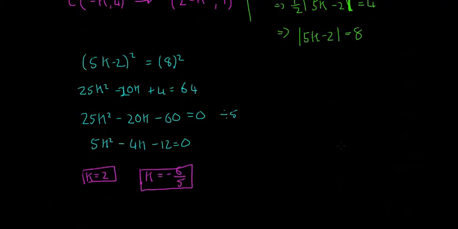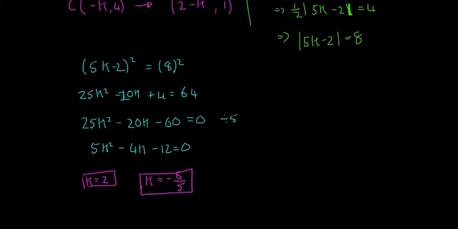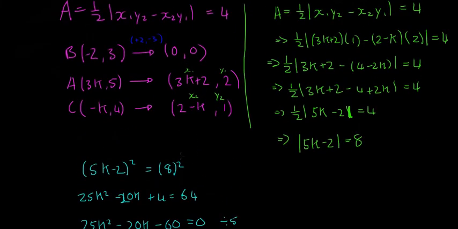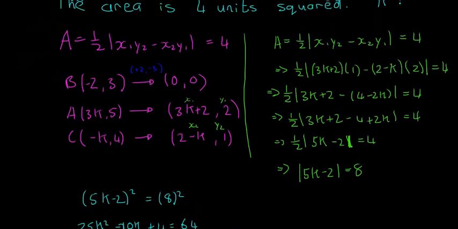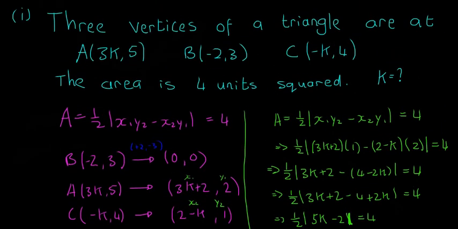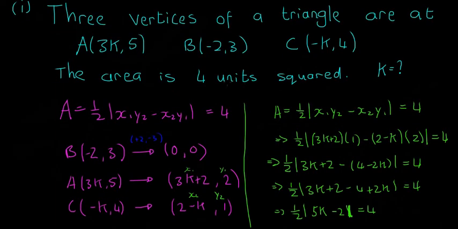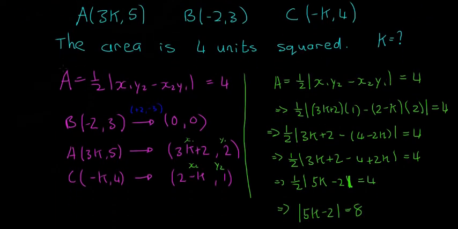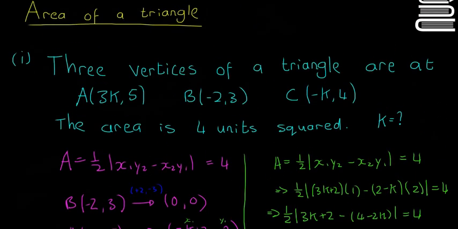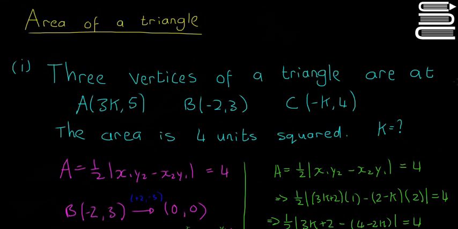And that's always going to happen for the modulus. You're always going to get 2 answers because you have to square to get rid of it. So that's one of the things about the modulus. You're going to get 2 possible answers. So there are 2 possible triangles that have 4 units squared. So that's that type of question on area done. That's probably the hardest question they can ask you about the area of a triangle anyway. It's the hardest question I've come across, and I hope it makes sense.